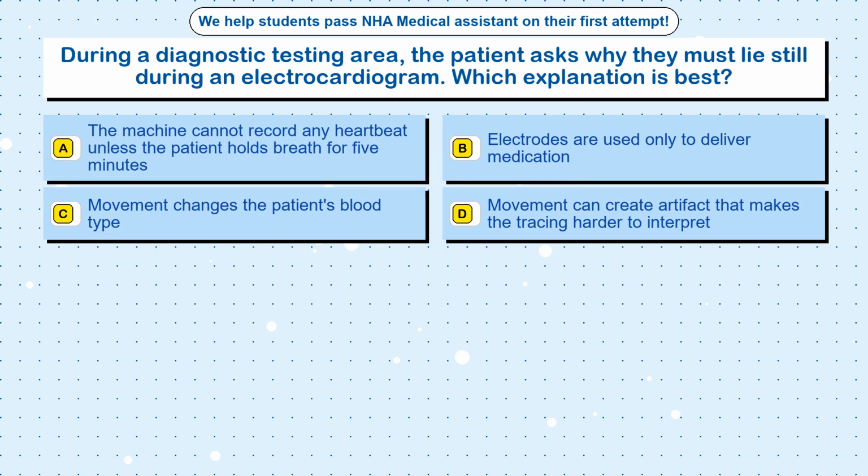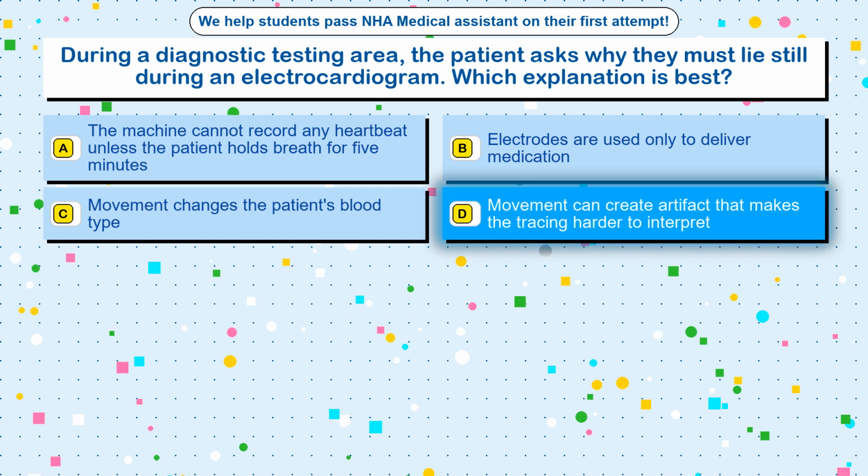Question 39. During a diagnostic testing area, the patient asks why they must lie still during an electrocardiogram. Which explanation is best? Option A, the machine cannot record any heartbeat unless the patient holds breath for 5 minutes. Option B, electrodes are used only to deliver medication. Option C, movement changes the patient's blood type. Option D, movement can create artifact that makes the tracing harder to interpret.